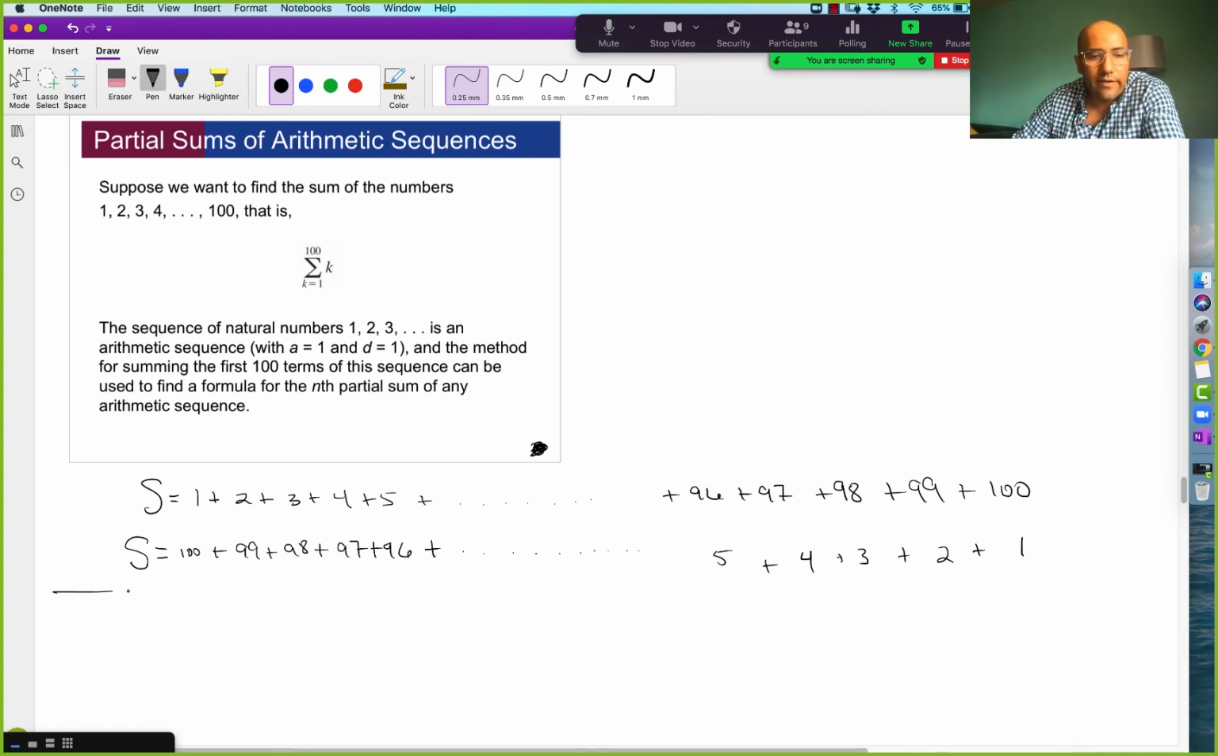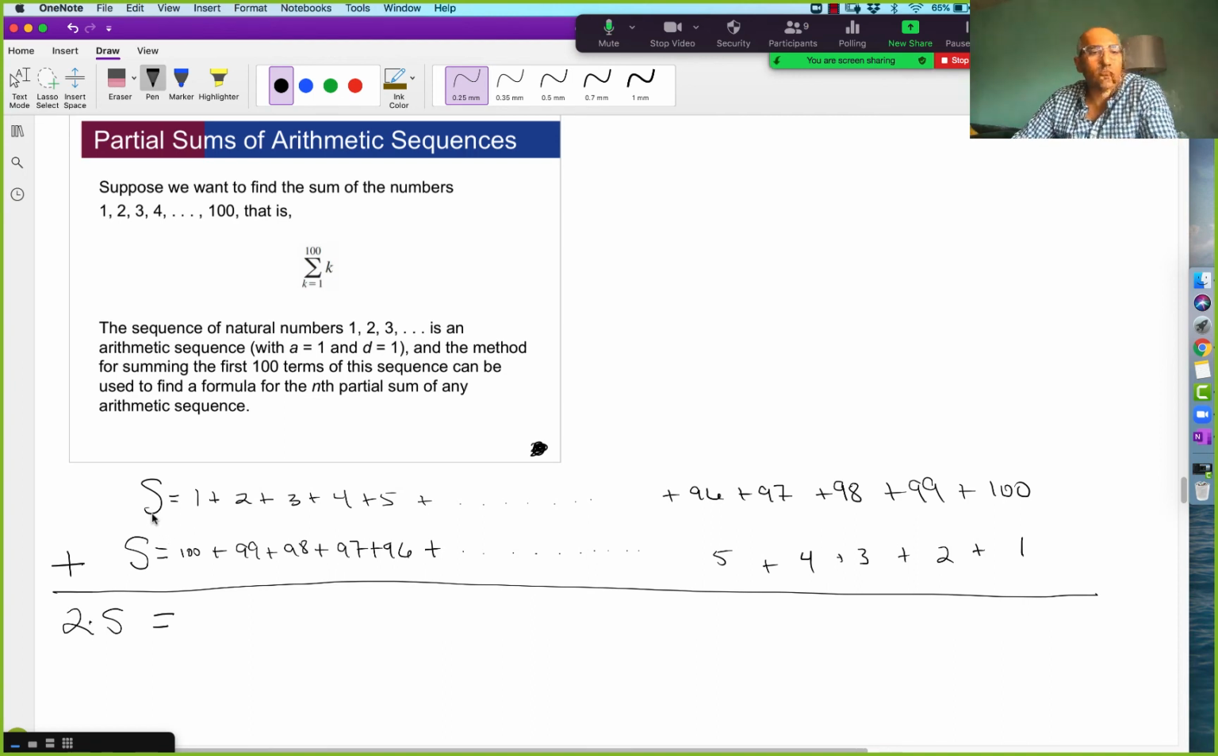Now if I add both of these two things, on the left-hand side I would get twice the s value. Let's say this whole sum adds up to, I don't know, 4,000, then adding these two would add up to 8,000.